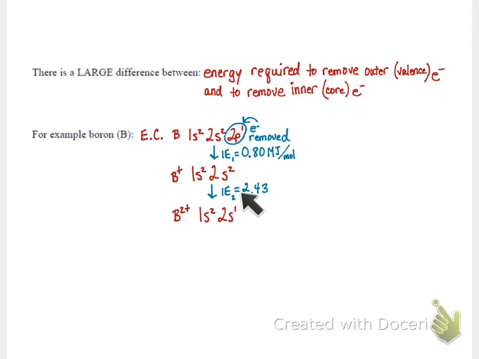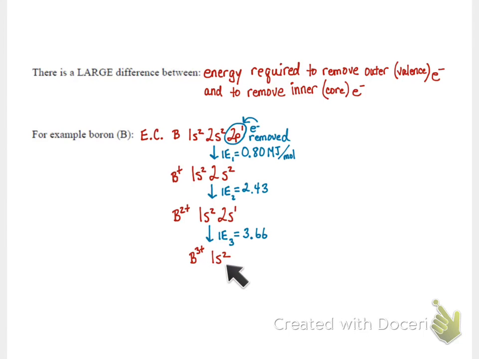The second ionization energy is 2.43, so it costs a little bit more energy. Remember, we've made the cation, so it's gotten smaller and everything's closer to the nucleus, making it harder to pull off that second electron. Now we have 2s1. Going to do it again, take off a third electron. Again, it's going to cost a little bit more energy, 3.66. Now both electrons from the 2s are gone. We've lost 3 electrons total, and now we're left with 1s2.